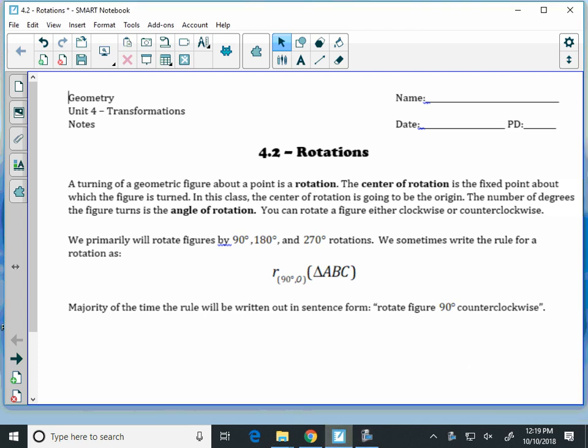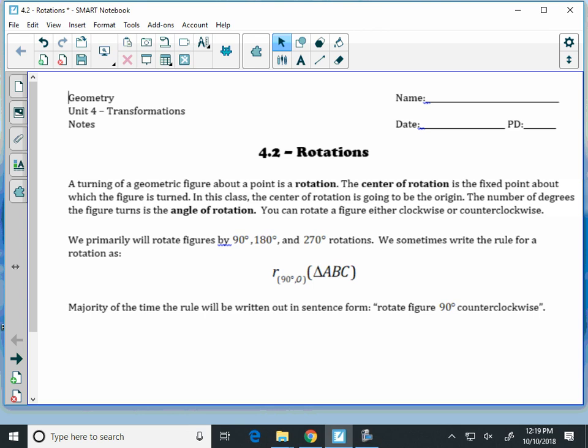The next type of transformation we're going to talk about is a rotation. So yesterday, or the last couple days, we talked about translations and reflections. And all we had to do for those transformations was to count. Okay. Rotations are a little bit different. They're going to be a little bit more work, but they're not too bad. Okay. You can't get away with counting with rotations.